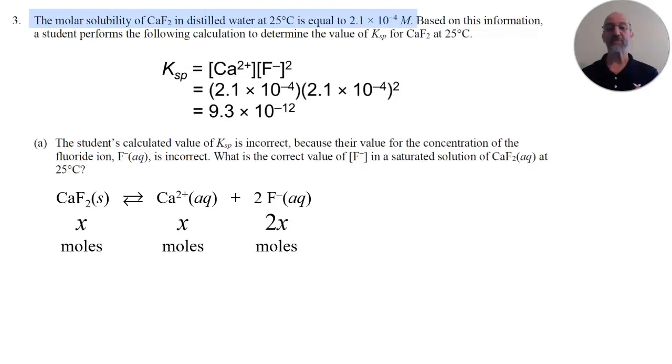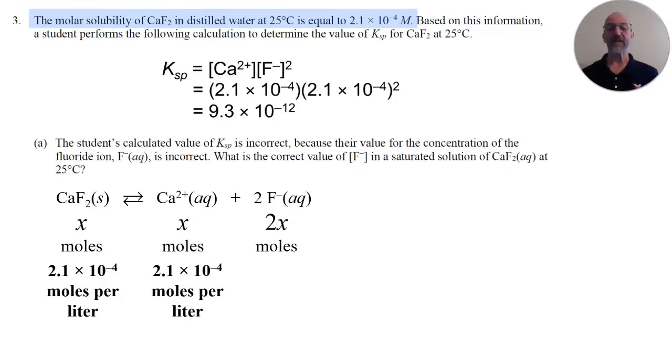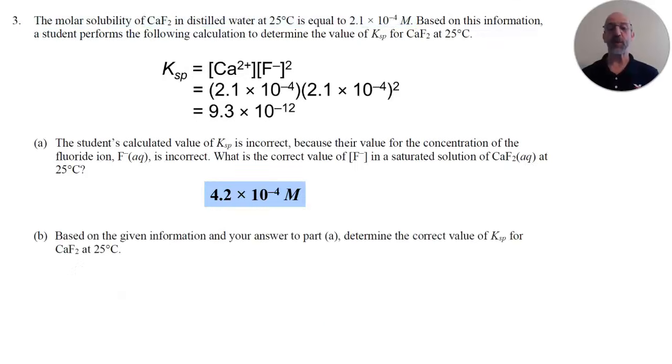So if we have 2.1 times 10 to the negative 4 moles per liter for the solubility of calcium fluoride, then that would also be the concentration of the calcium ion, 2.1 times 10 to the negative 4 moles per liter. But we need twice as much for the number of moles of fluoride, so that would be not 2.1, but rather double that. So 4.2 times 10 to the negative 4 moles per liter, that is the answer to part A. The concentration of fluoride should be 4.2 times 10 to the negative 4 moles per liter.